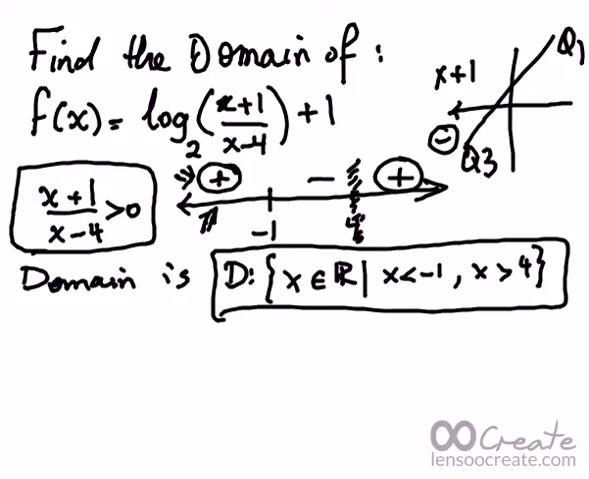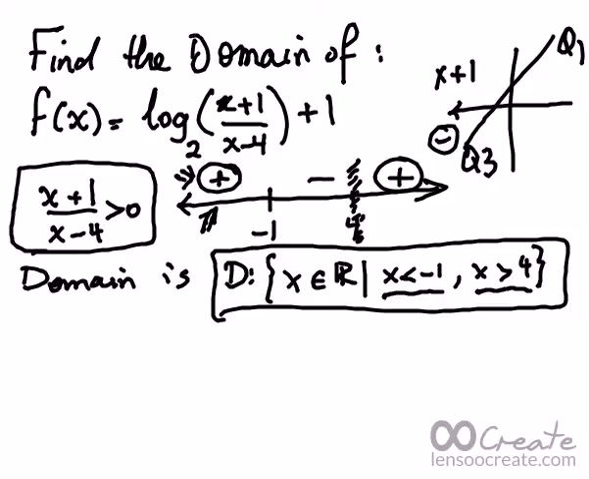Since the negative 1 root and the 4 restriction are odd, the sign will change. Now, finally, to find the domain, we're asking for where x plus 1 over x minus 4 is positive. It is positive for x less than negative 1, and x greater than 4.